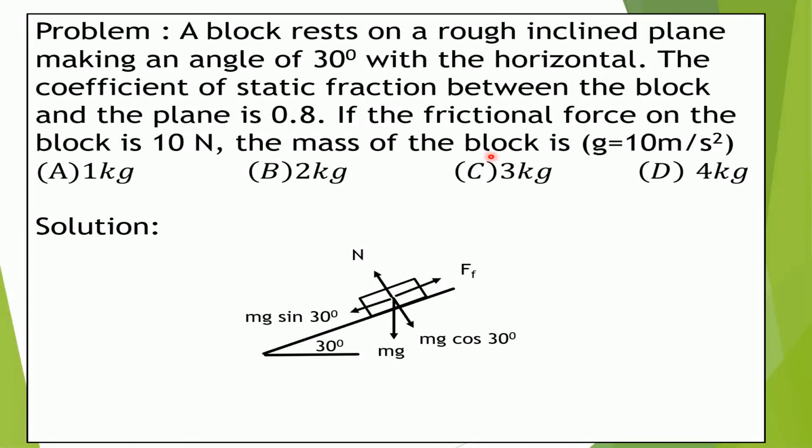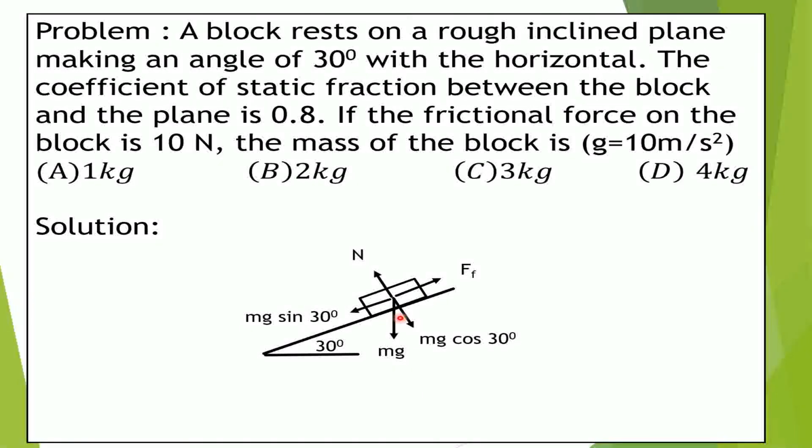Now before we solve the problem, let's first look at the free body diagram of this block. Here is the horizontal surface and here is the incline, which makes an angle of 30 degrees. Because of this, this is the weight of the block, which shows the force due to gravity. Now from trigonometry, this angle is 60 degrees. Since this angle is 90 degrees, again this angle is 30 degrees.